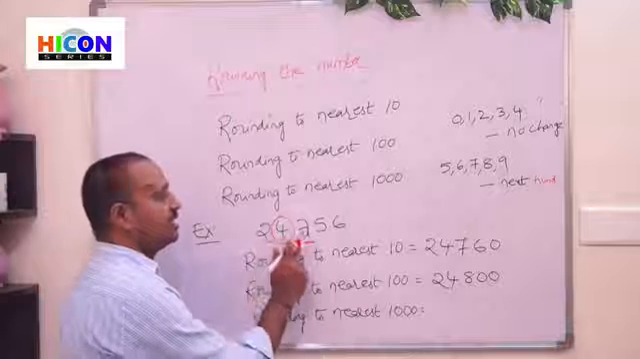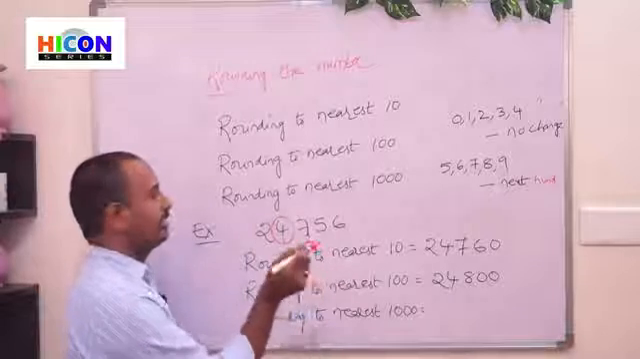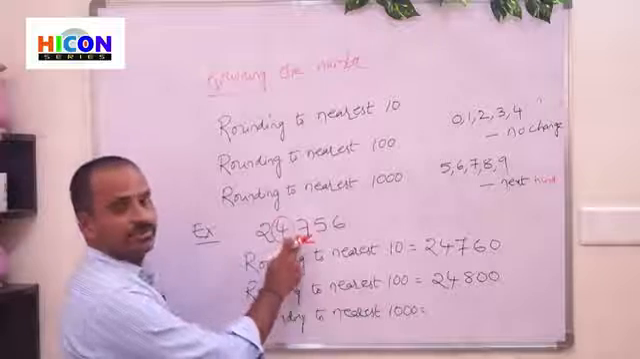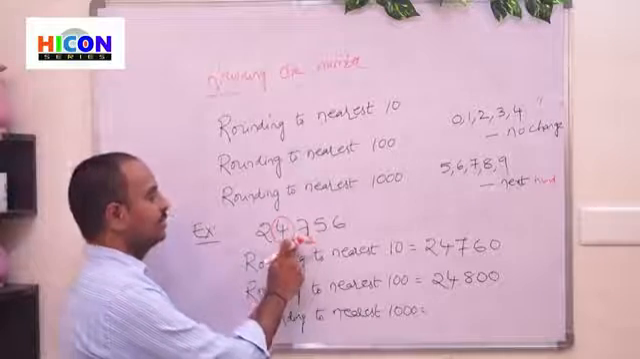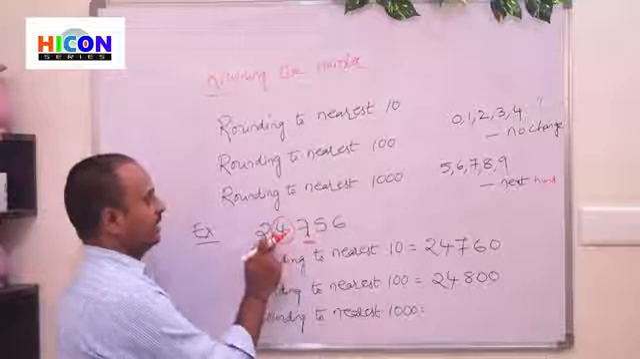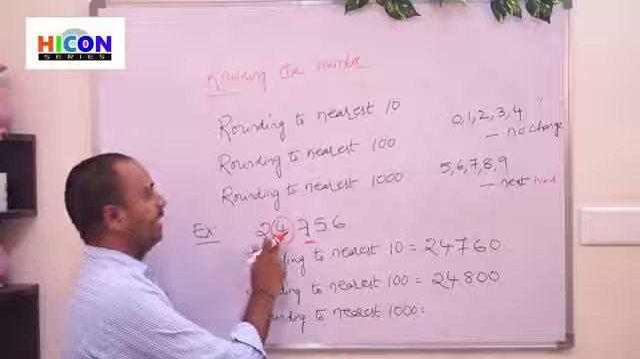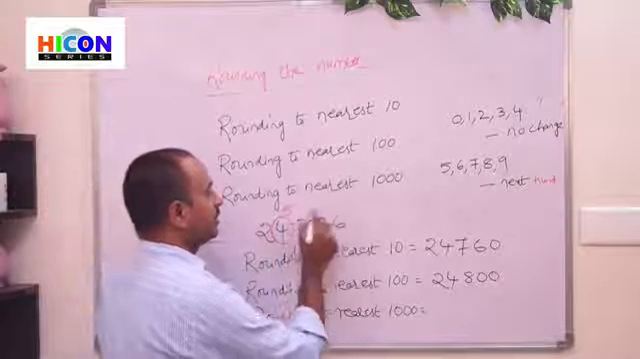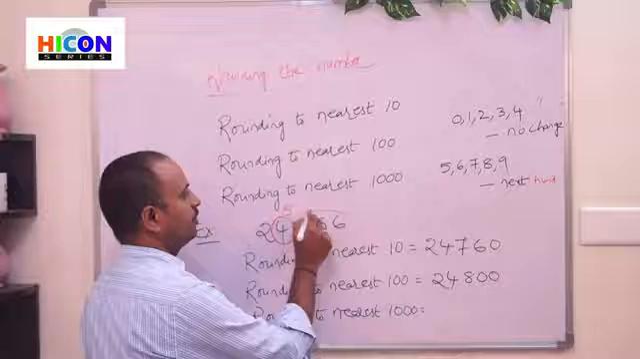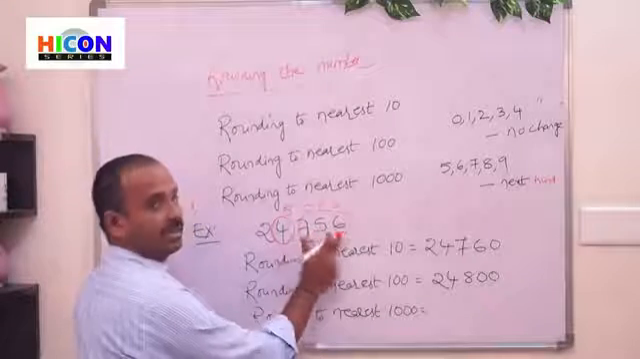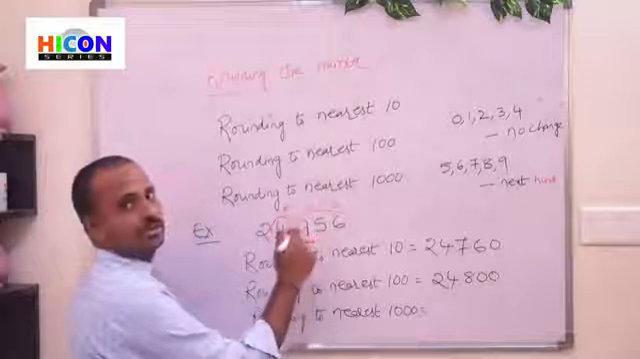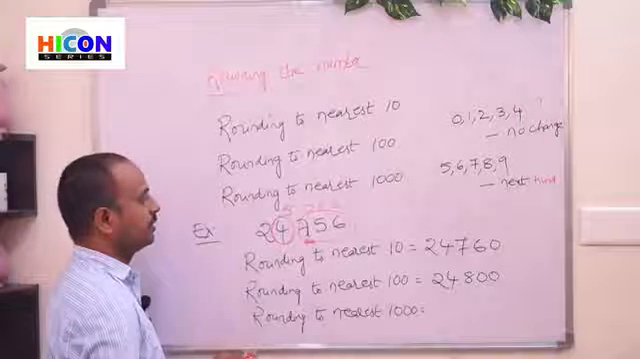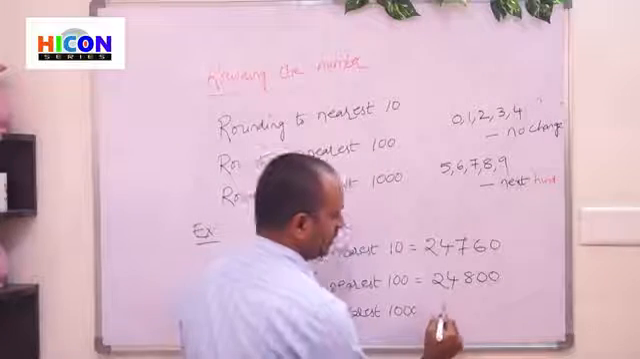If the next digit is greater than 5, then write the next thousands. Here the digit is 7 and it is greater than 5. So write the next thousands. Here the thousands place is 4 and its next thousand becomes 5, and keep zeros for the remaining 3 digits. 1, 2, 3. Keep 3 zeros for the remaining 3 digits. Then this number becomes 25,000.